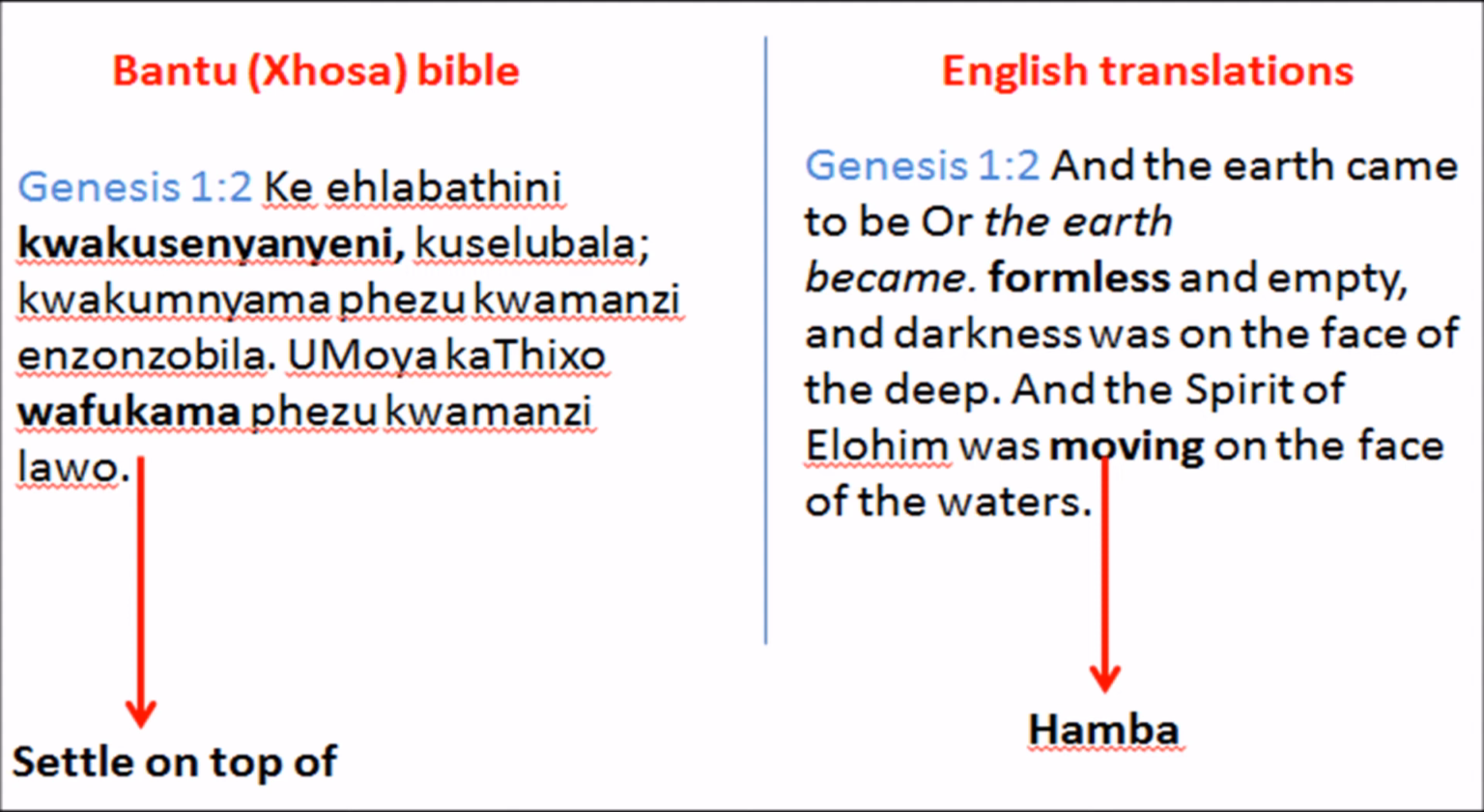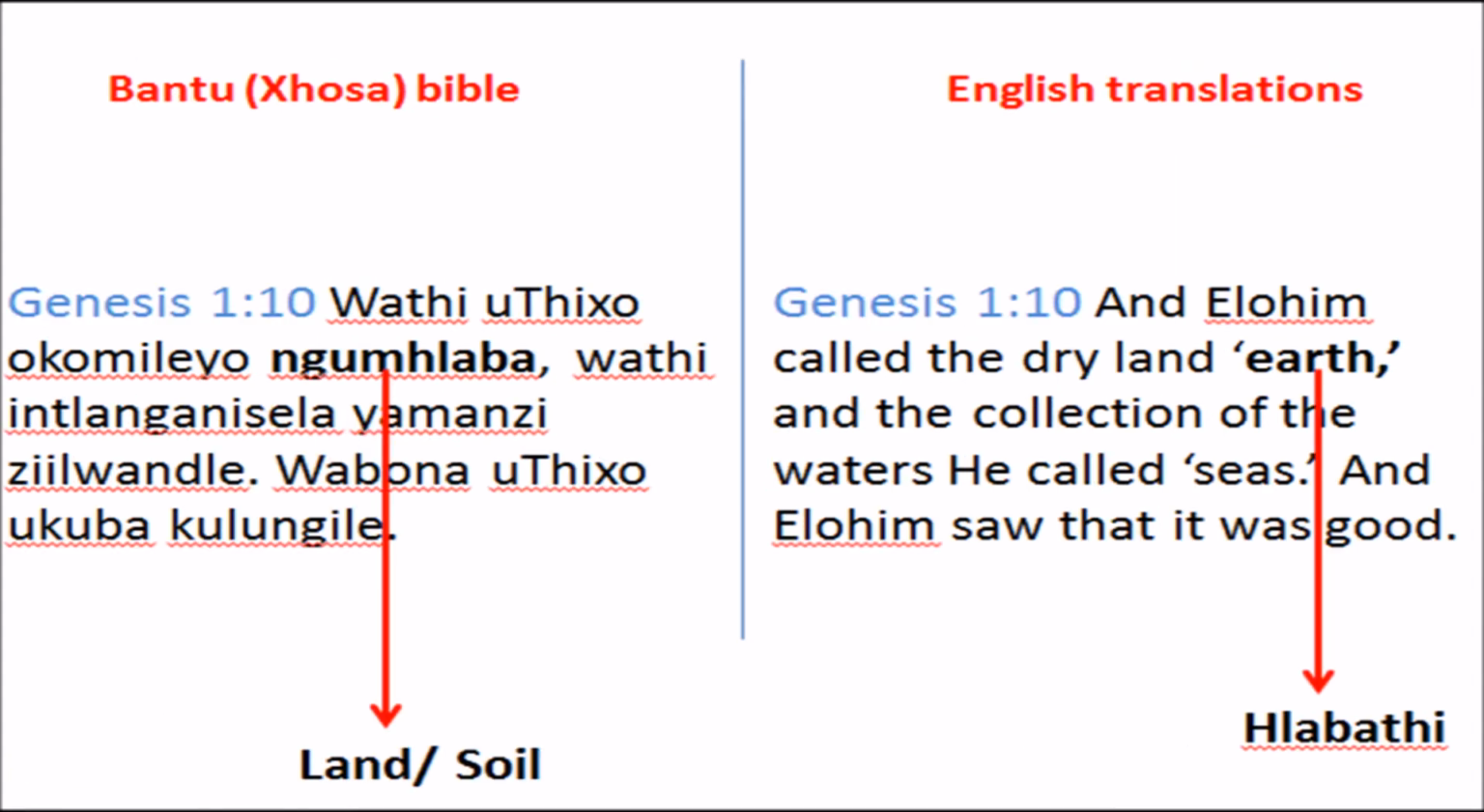Okay? So now here, let's look at another one. Mhlaba. Mhlaba means soil in the Bantu language, in that Xhosa language. And it can mean earth, depending on the context you're using. Now here in Genesis, the original text says okomileyo ngumhlaba, which means the dry is land. Ngumhlaba means is land or soil, okay?